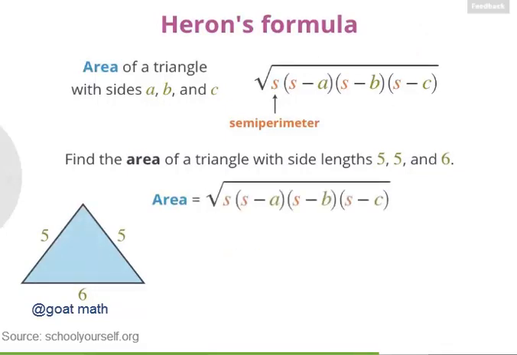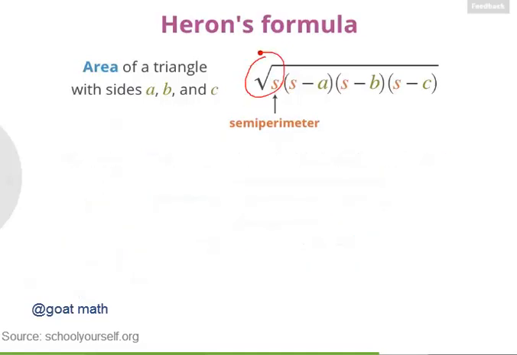Precisely. Again, here's Heron's formula. Now the semiperimeter is 8. 8 minus this 5 is 3, and 8 minus this 5 is also 3. And finally, 8 minus 6 is 2. Multiplying these numbers together gives you 144, and the square root is 12. So this triangle has area 12.